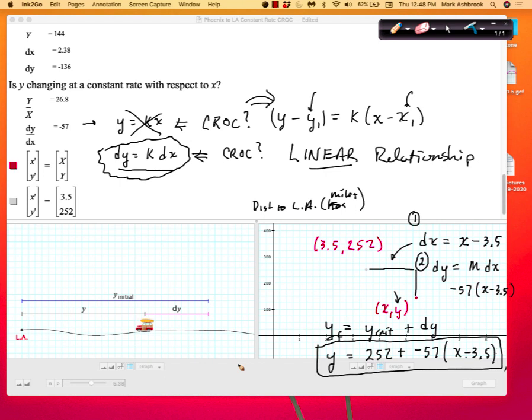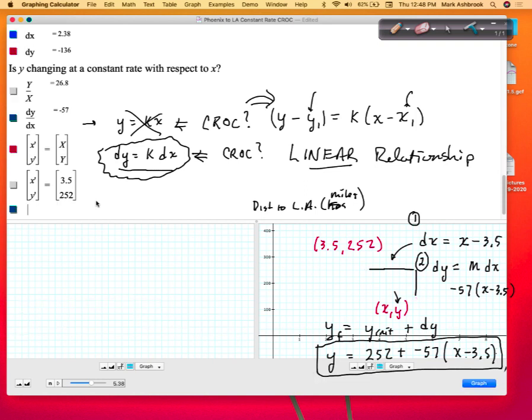Okay, and so then if I come in here and I come up here, so if I do y, and I want it in the new graph, right? New graph, so y apostrophe equals 252 plus negative 57 times x minus 3.5, x apostrophe.